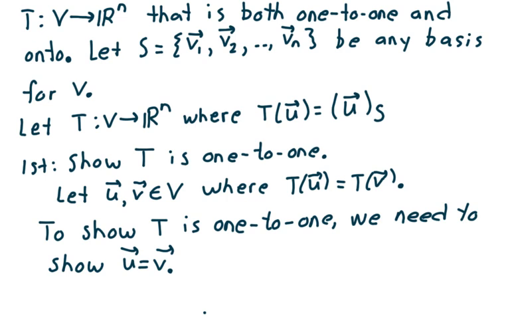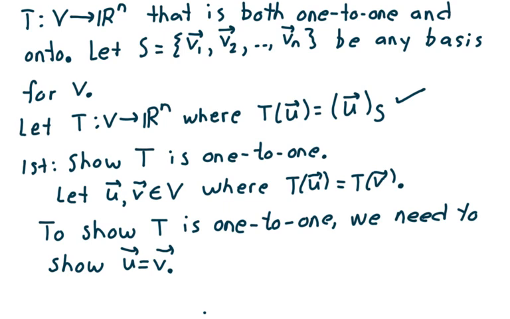So here's how this works. Let S, which is the set containing the vectors v1, v2 through vn, be any basis for V. And what we're going to do is let T map V to Rn, where T of u is equal to the coordinate vector of u relative to S. And what we want to show is that T is one-to-one, T is onto, and T is a linear transformation. We're going to show all of those things. And if we could do that, then we can say that V is isomorphic to Rn.